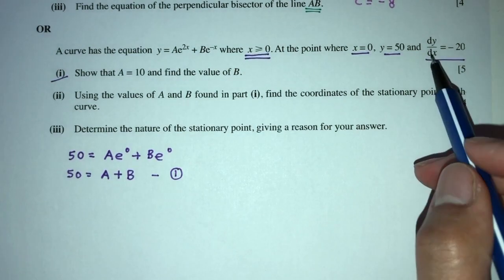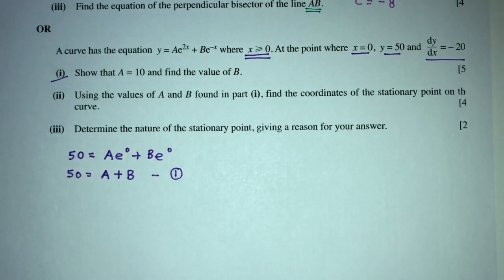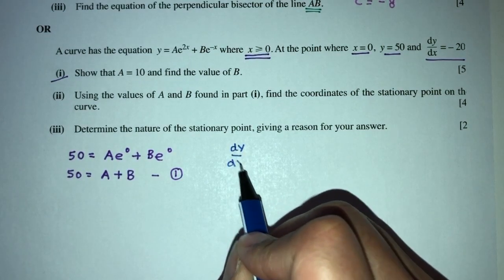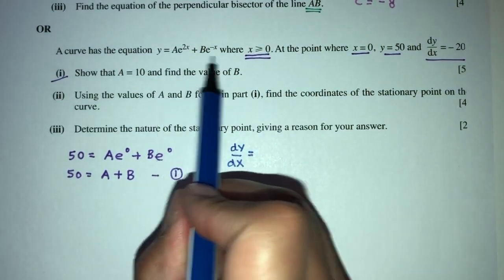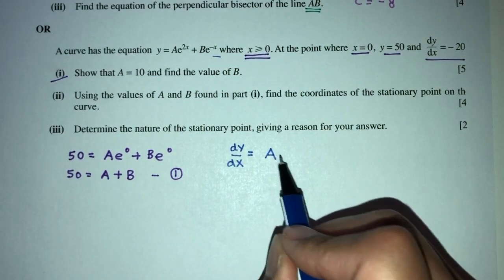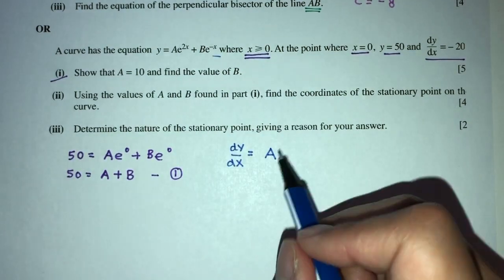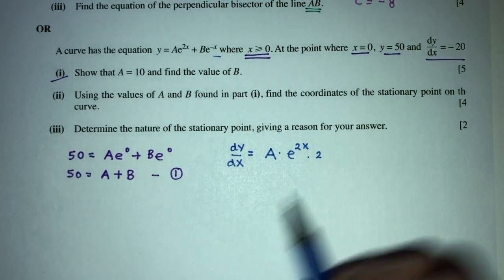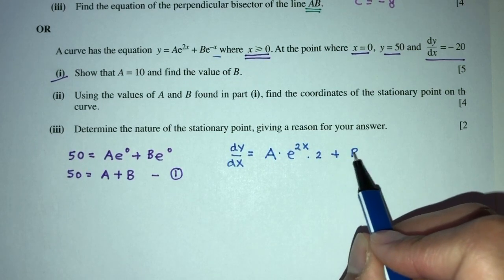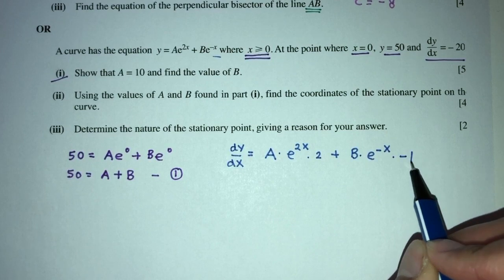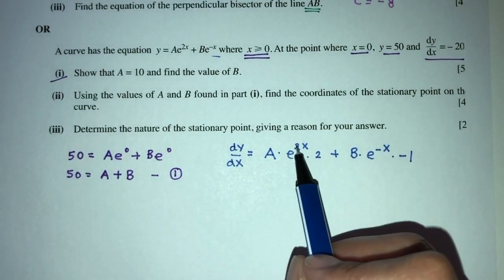And then for this one, as you can see, we have dy by dx. So let's find dy by dx. We have to differentiate this one. A is only a constant, it is a multiple, right? This will be exponential 2x, the same, and then multiply by 2. Here we have plus, that will be b exponential minus x, then multiply by minus 1. See, it is 2, 2, 1 by 1.